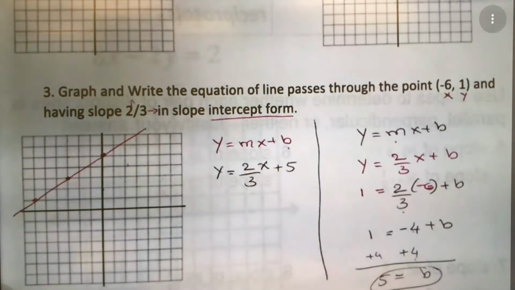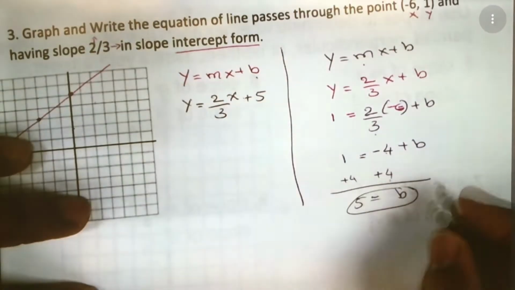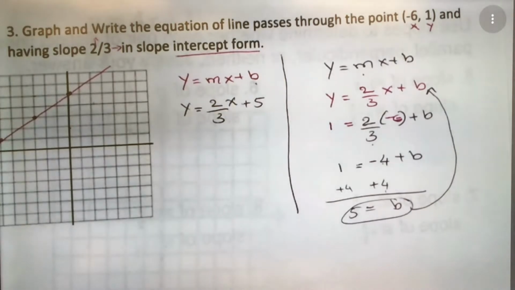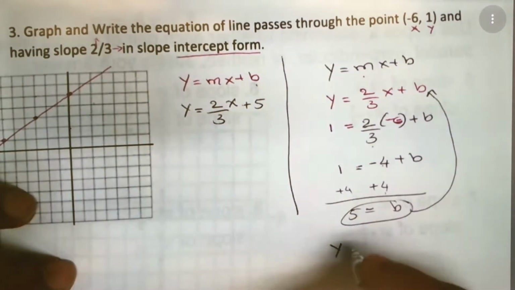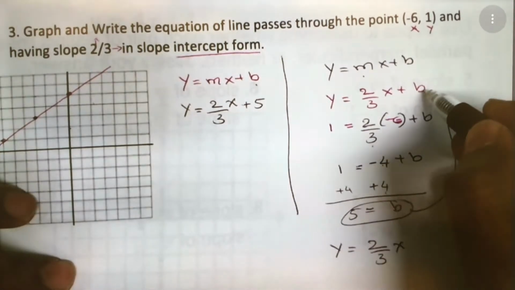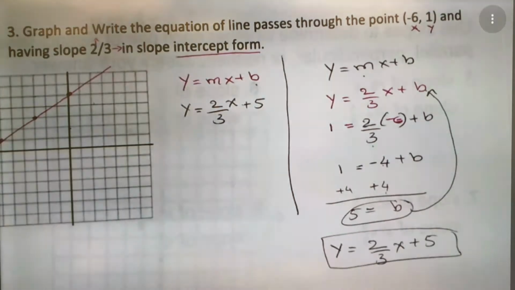Once you have the value of b, replace b with the given value 5. So I have y equals 2/3 of x, and now b is plus 5. That should be the answer, the equation of the line.